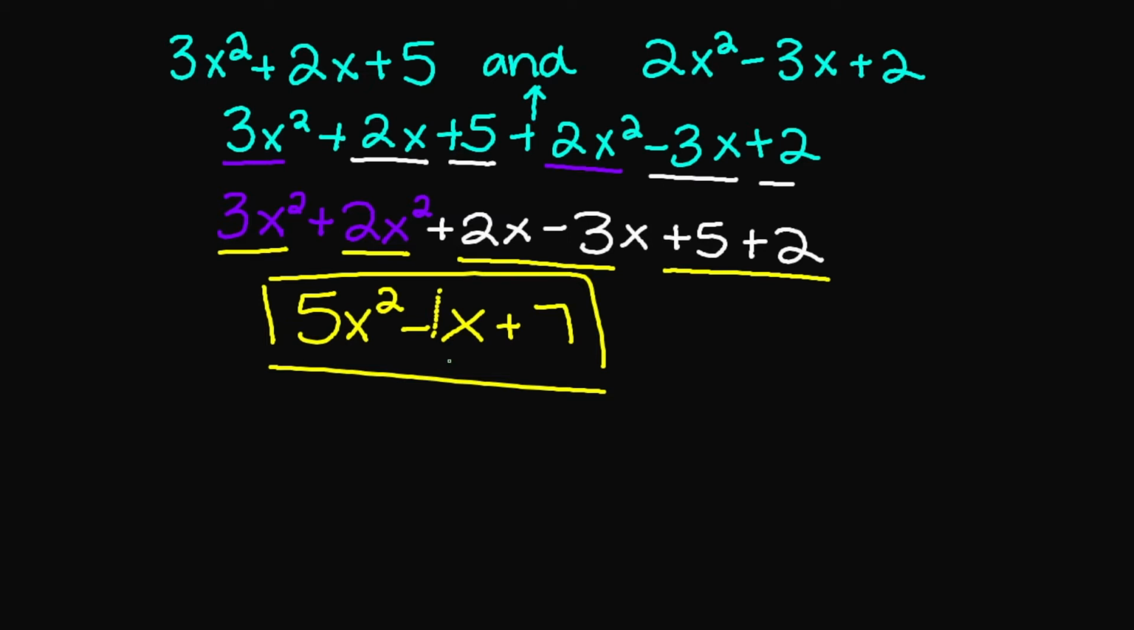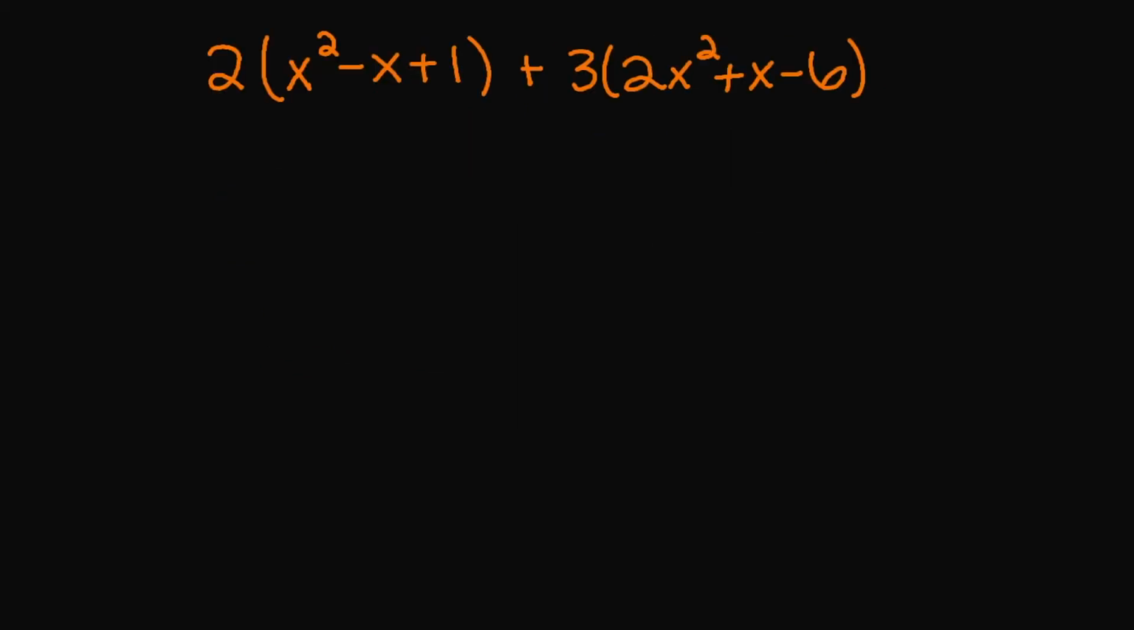And remember, with this negative 1 here, you can leave this as 5x squared minus x plus 7. All right, so let's look at this example. Notice here that my 2 needs to be multiplied to the x squared, to the negative x, and to the 1. Just like my 3 here, we have to multiply it to the 2x squared, to the x, and to the negative 6. So let's start with 2 times x squared.